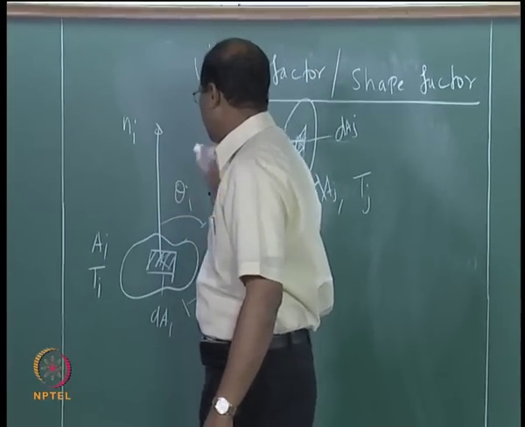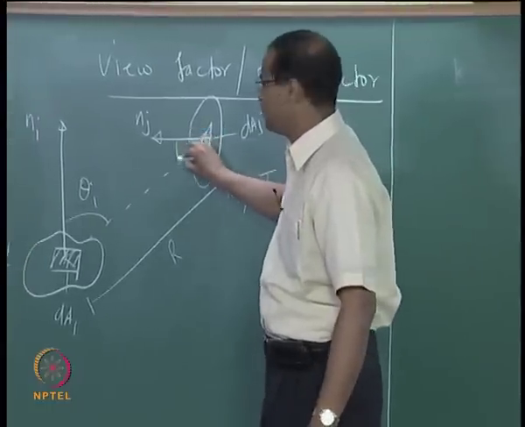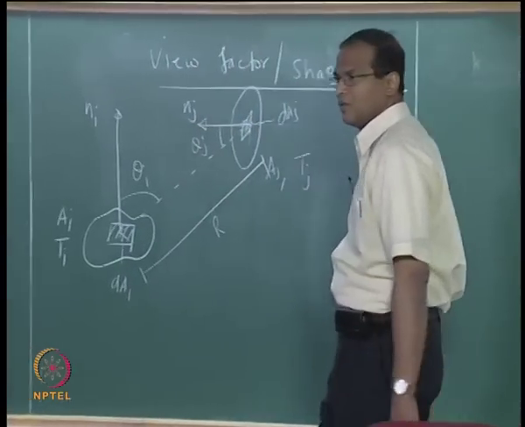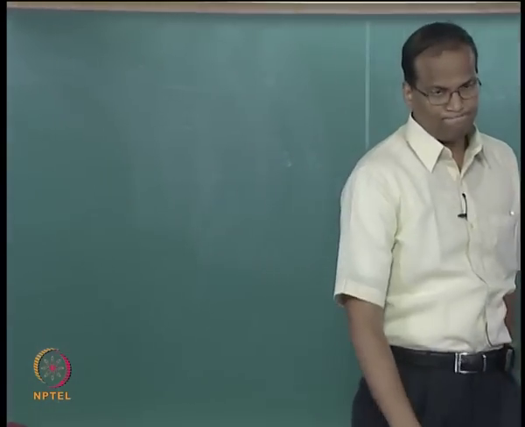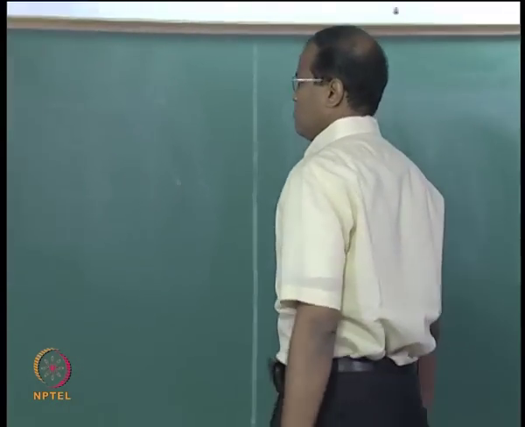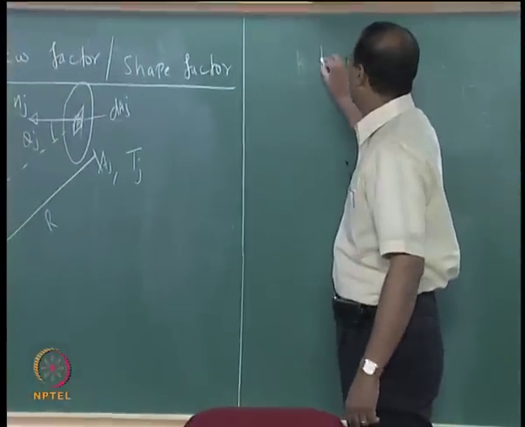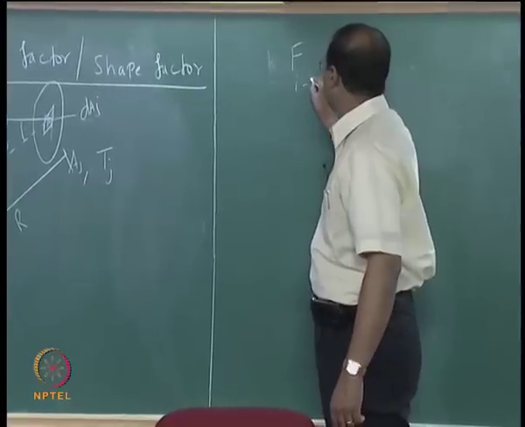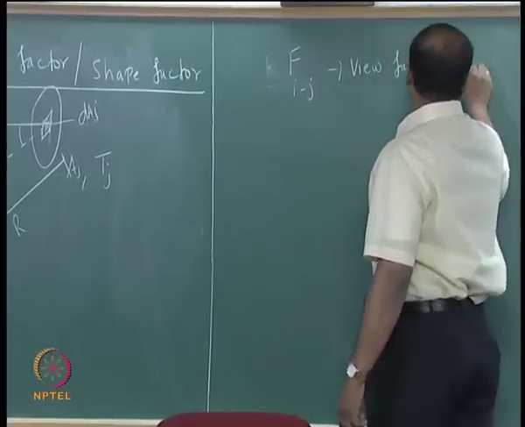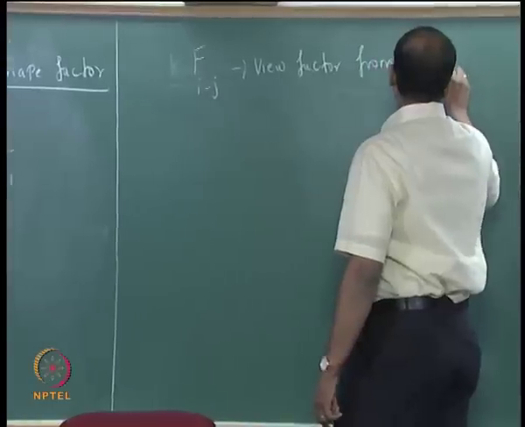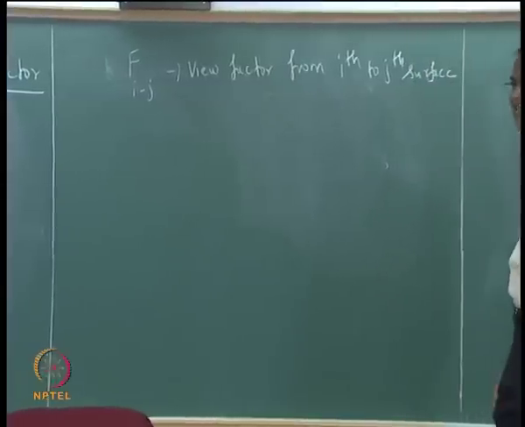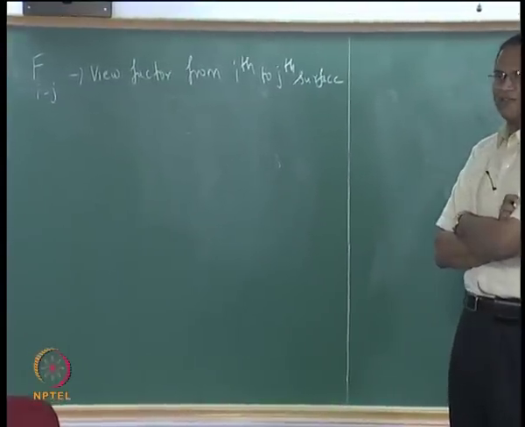This angle, I call theta I, and this angle, theta J. So, Fij represents the view factor from the ith surface to the jth surface.